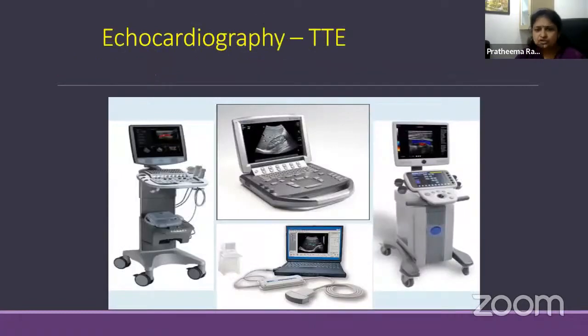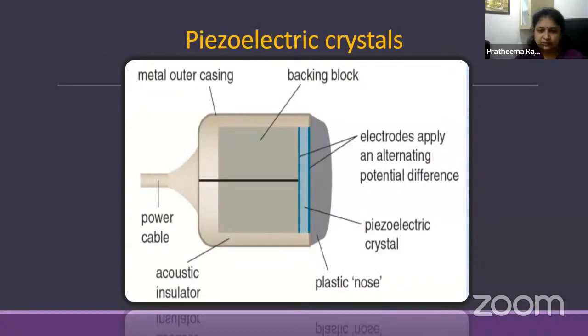So echocardiography, I'm sure you all have seen the bedside echocardiographic machine, ultrasound machines with basically an echo probe. So it has made our life easier. Just to know the basics, this is a probe which has a metal outer casing, and this is a power cable that goes to the machine. This is on the patient side. This is called the plastic nose. It has a rubber coating, and this is the most important part of the probe. It's a piezoelectric crystal. Okay, so this is used to monitor the patient.